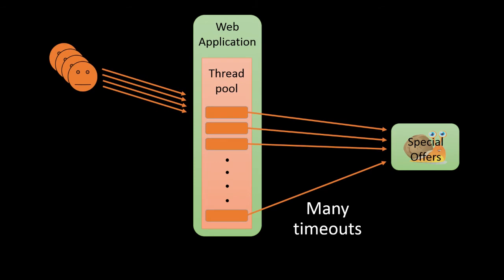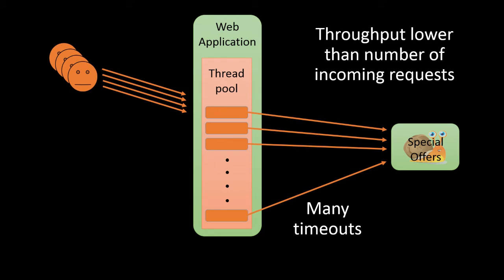Well, it turns out that there are a lot more calls to the special offer service than there have been in the past. So we get a lot of timeouts. So each request here has to wait for a timeout. And what we see is that since the increased load to the special offer service, all the threads are spending most of the time waiting for this timeout to occur. And this makes the throughput go down the drain.